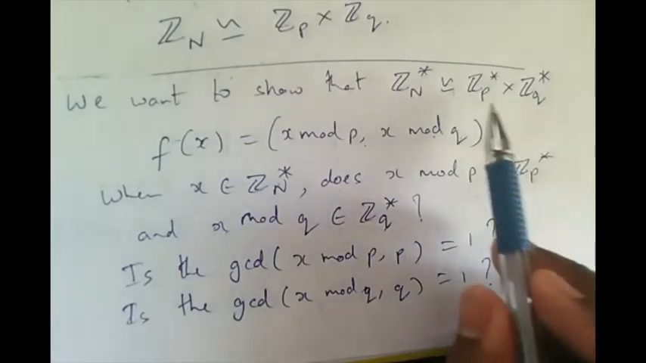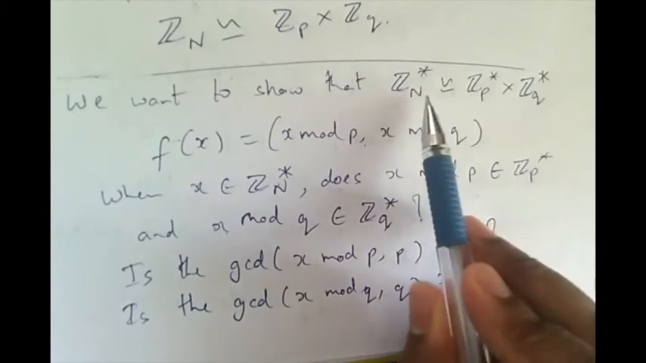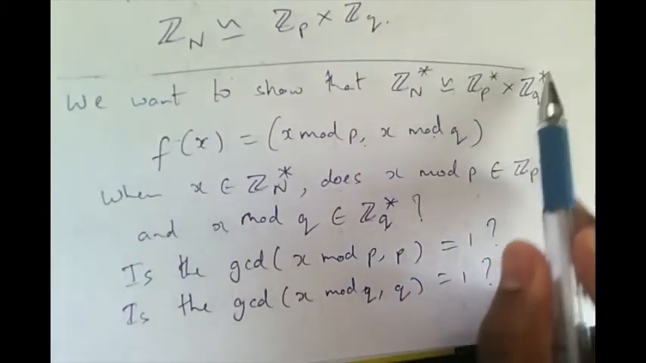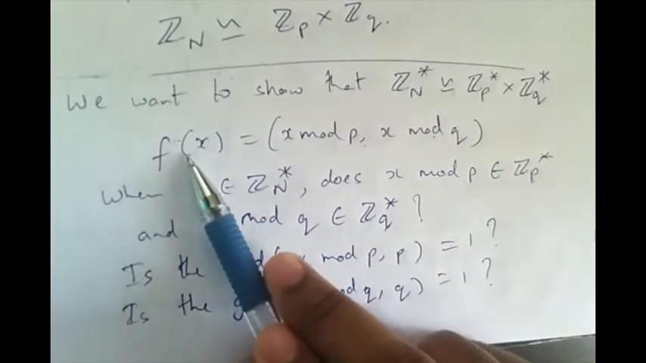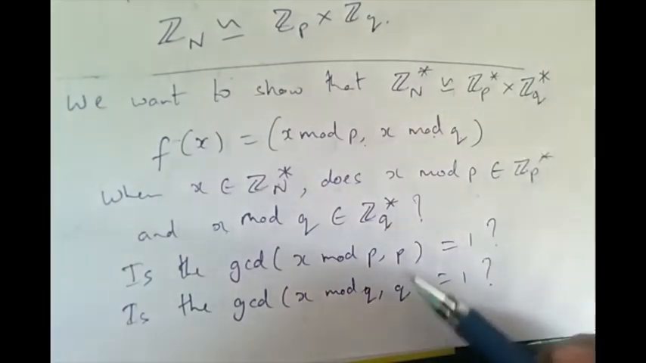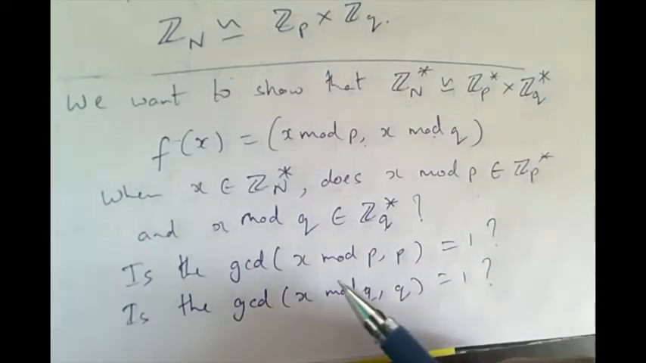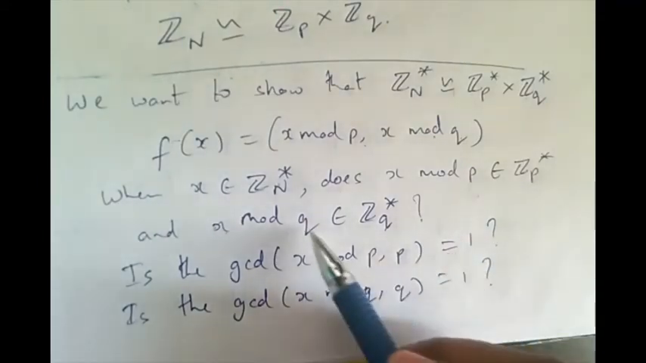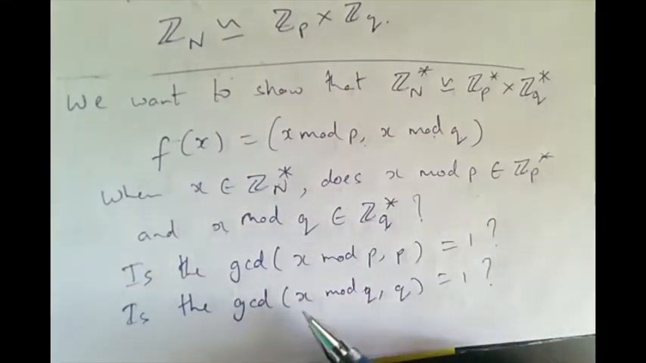So we have to actually show this, because to claim that f is a bijection from Zn star to Zp star cross Zq star, first of all I have to make sure that this is the right codomain. That is, the mapping of x by f should not fall outside this set. So I have to answer yes to these two questions. I have to show that the GCD of x mod p with p must be 1 when x is in Zn star, and the GCD of x mod q with q also should be 1.